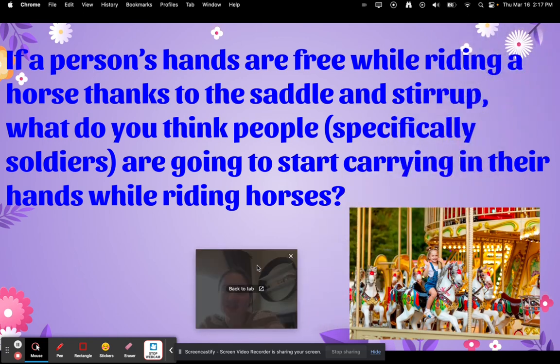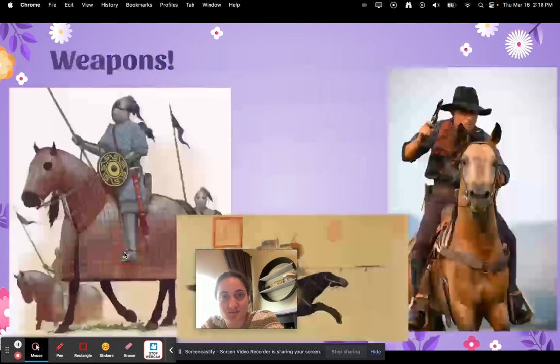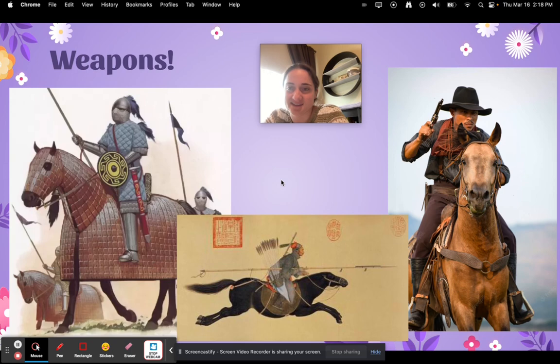So if a person's hands are free while riding a horse, thanks to the saddle and stirrup, what do you think people, specifically soldiers, are going to start carrying in their hands while riding horses? Weapons. Yes, it's going to be weapons. So that's why horses are so important with the stirrup and saddle, because now you can stab people on horseback.